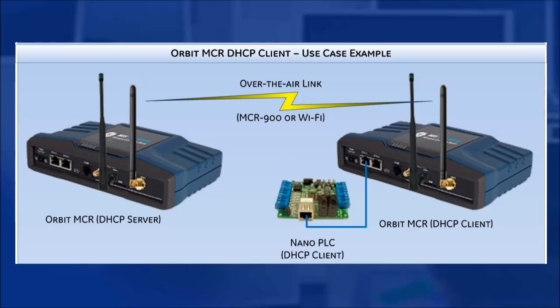into your system. In the example shown here, I'll be configuring the unit on the right, which is planned to be set up as a DHCP client to the Orbit MCR on the left. It is already assumed that you've configured both devices to allow association either through the Wi-Fi or MCR 900 over-the-air link, and that you're directly connected into the unit on the right either by Ethernet or serial.